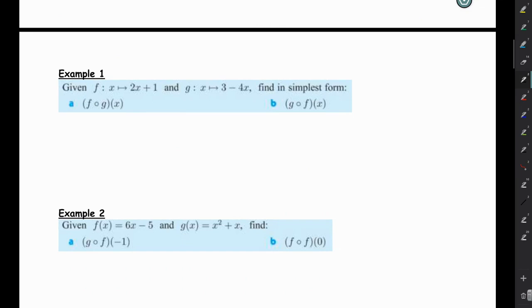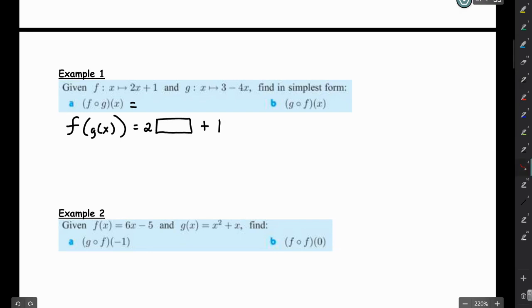So we have some notation that says that our f function is 2x plus 1, and our g function is going to be 3 minus 4x. So we're going to do f of g of x and g of f of x. So first of all, let's rewrite this. I like to write that, like I said, as f of g of x. So the f function in this case is like the leader. So I'm going to look at the f function, and I'm going to put a box wherever I have an x. Right, so if you look at that f function, I have an x right here. That's where I put the box.